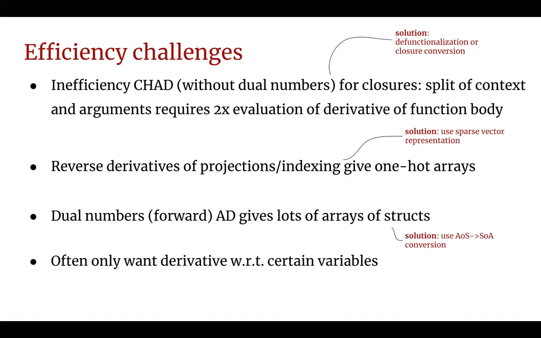And then finally, we often only want to differentiate with respect to certain variables, not others in our program. And we can achieve that by forcefully setting certain cotangent types that we don't care about to be equal to the unit type. And then we have nothing to propagate forwards or backwards.